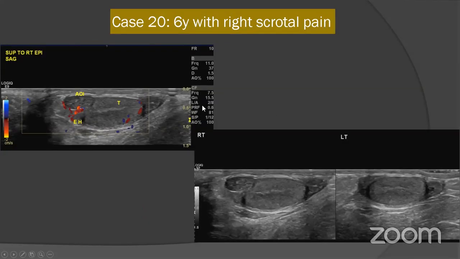Now, this 6-year-old male has right-sided scrotal pain. So I have representative images. You have the testicle, you have the epididymal head here, and you have another structure at the superior pole of the testicle on the right side and near the head of the epididymis. And there is increased flow in the epididymal head. So what is your diagnosis?